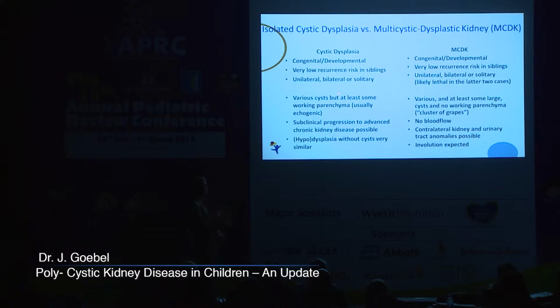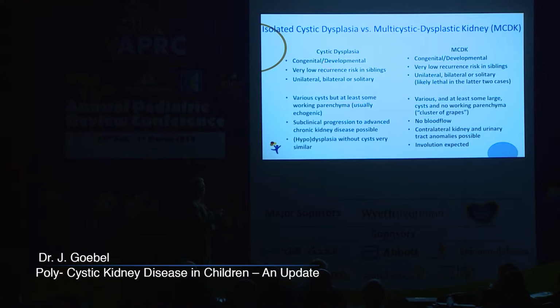Cystic dysplasia, on the other hand, has some cysts in the kidneys, but clearly some working parenchyma that may not look normal on ultrasound and may look echogenic, but you can see the parenchyma. There is urine production. Kidney function can be a whole spectrum of close to normal to impaired, but still present and enough to make urine. And those are the kids. And you can have dysplasia without cysts. Usually those kidneys just look echogenic, oftentimes small, in which case we would call it hypodysplasia.